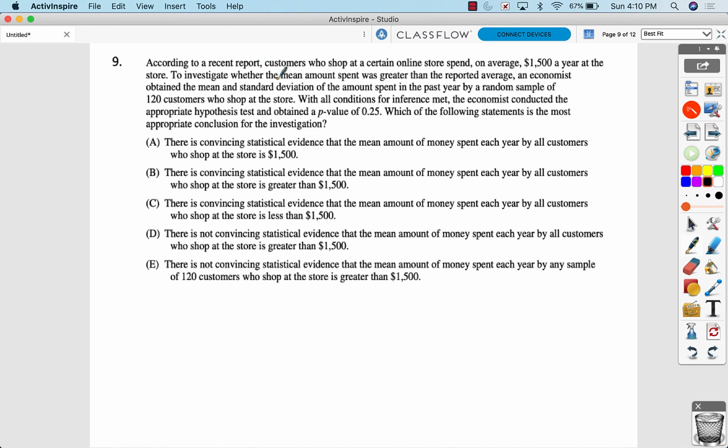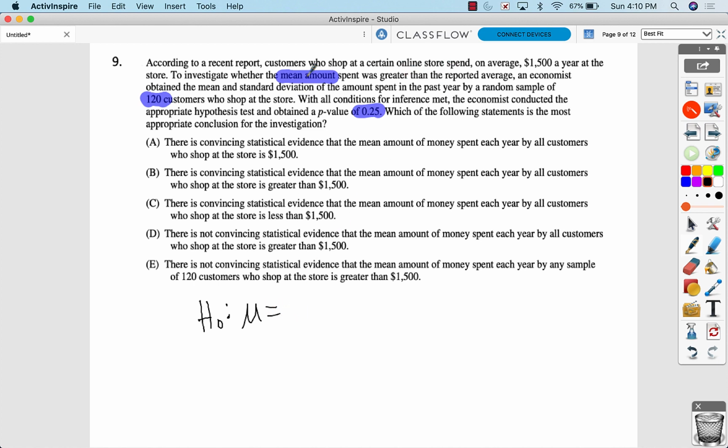Okay, here's the test. I'm just attacking things like mean. Okay, 1,500 a year. So there's some report. It should be 1,500. Now we test if it's greater than 1,500. They took a sample of 120 people. They got a p-value of 0.25. So here's your null. Pause it and go back. Pause it. See if you can get the null before you come back to the video.